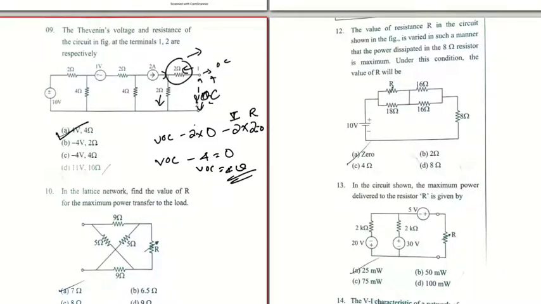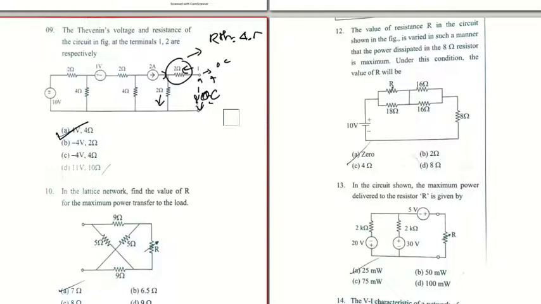So I get VTH and RTH. We already found that RTH is 4 ohm, and VOC or VTH is equal to 4 volt. So the answer will be 4 volt and 4 ohm. Now let's move on to the next question.